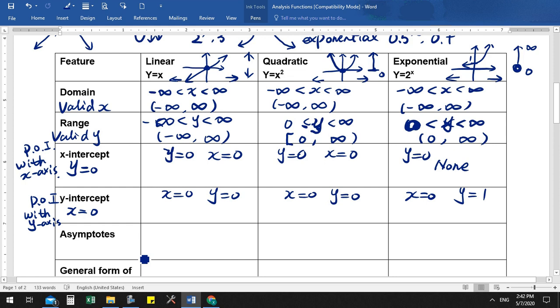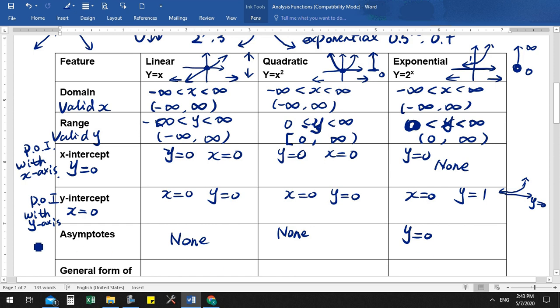Okay, so asymptote is a new concept. It's only applied to this. So far, these three only apply to this exponential function. Asymptote means the graph approaches a line closer and closer, but never ever crosses it. So for linear and quadratic, we don't have a line that the graph gets closer to but never crosses. But for this exponential, the graph gets closer and closer to the x-axis, but never ever crosses it. So we call the x-axis, y equals 0, an asymptote for the graph.